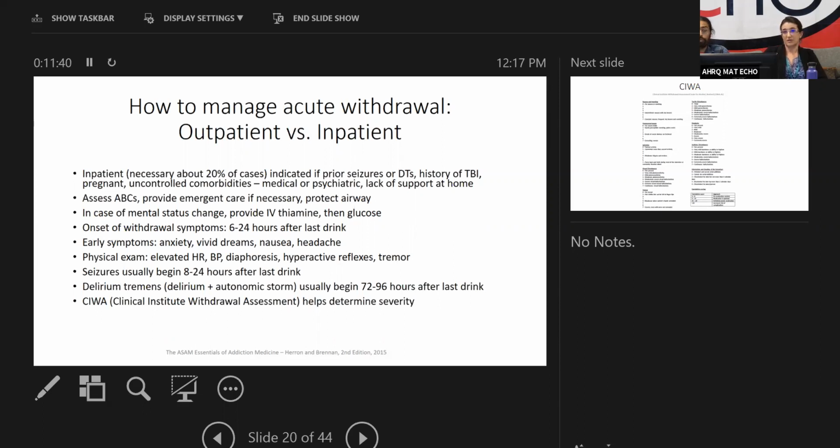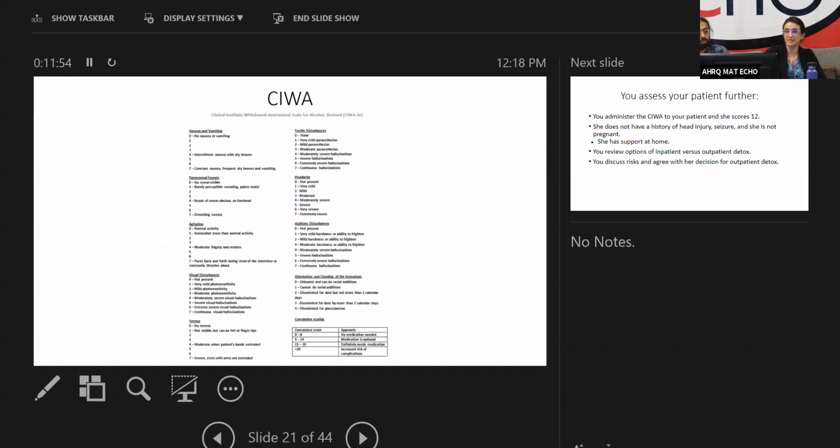And the CIWA scale, which is the Clinical Institute Withdrawal Assessment, is what we use to help us determine the severity, because a higher score would make us more likely to send someone to inpatient or to the emergency room. So this is hard to read here, but I did want to include a CIWA scale for you. If you're not familiar with one, it is helpful just to glance over and understand the criteria that contribute to the score. It's a mix of subjective and objective.